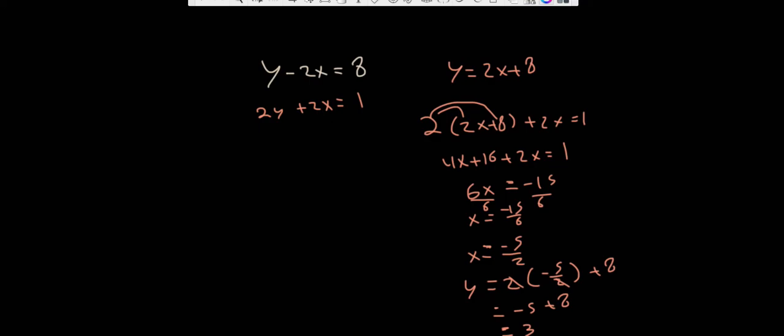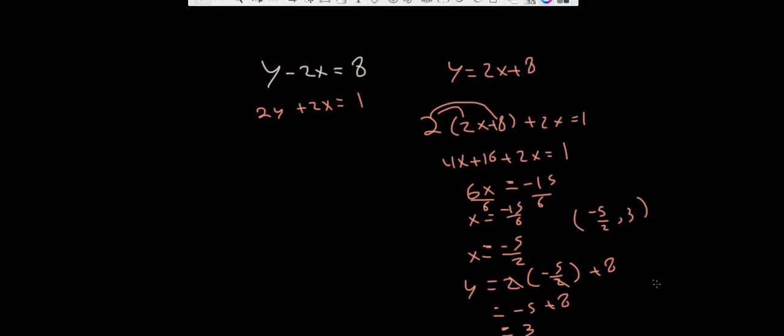So we already know our answer. Our answer is negative 5 over 2, comma 3. And that right there is the point of intersection. So that was a quick way. I went really fast on that, but you should know how to do substitution if you're on elimination right now.